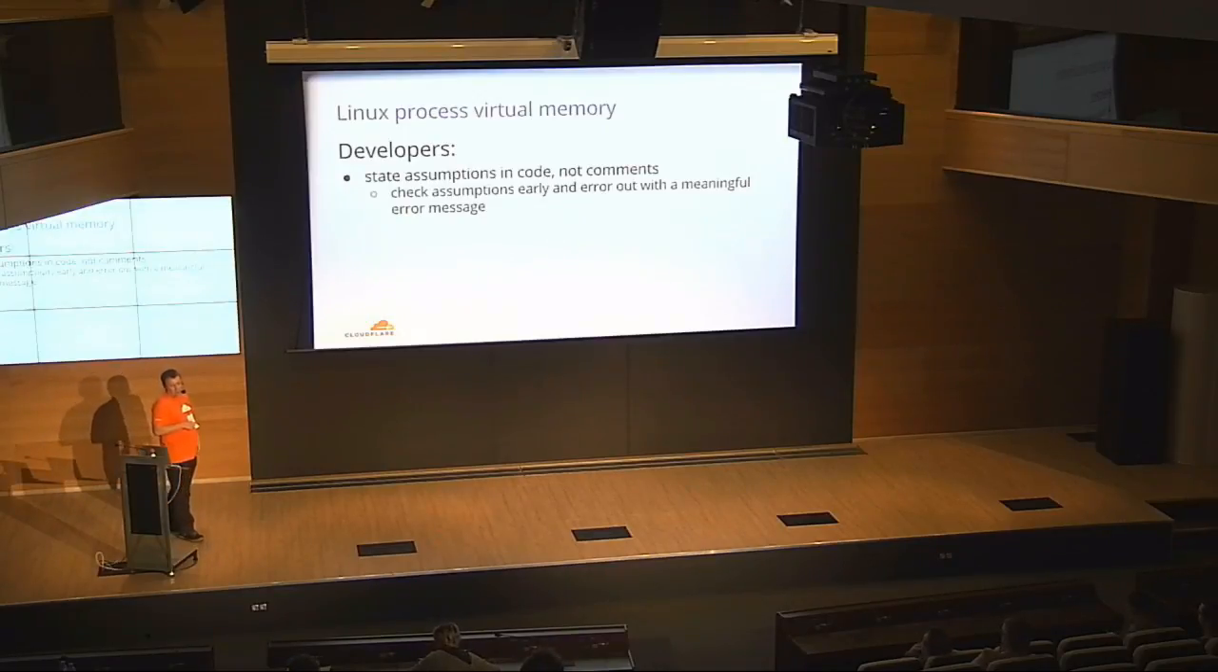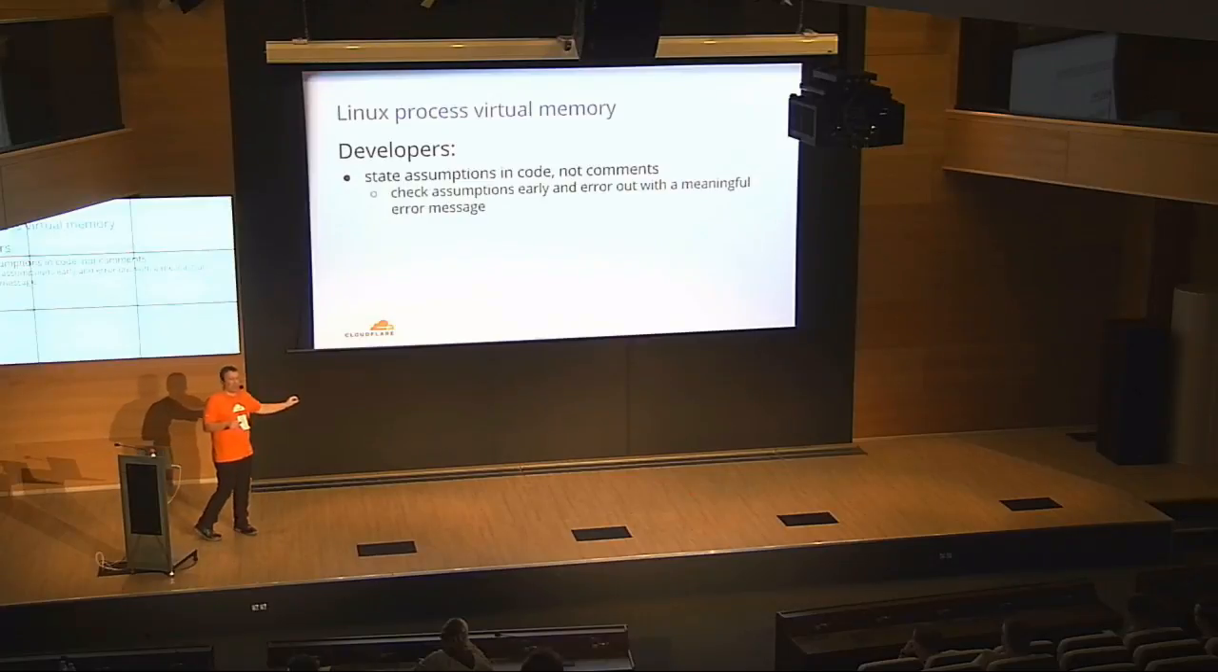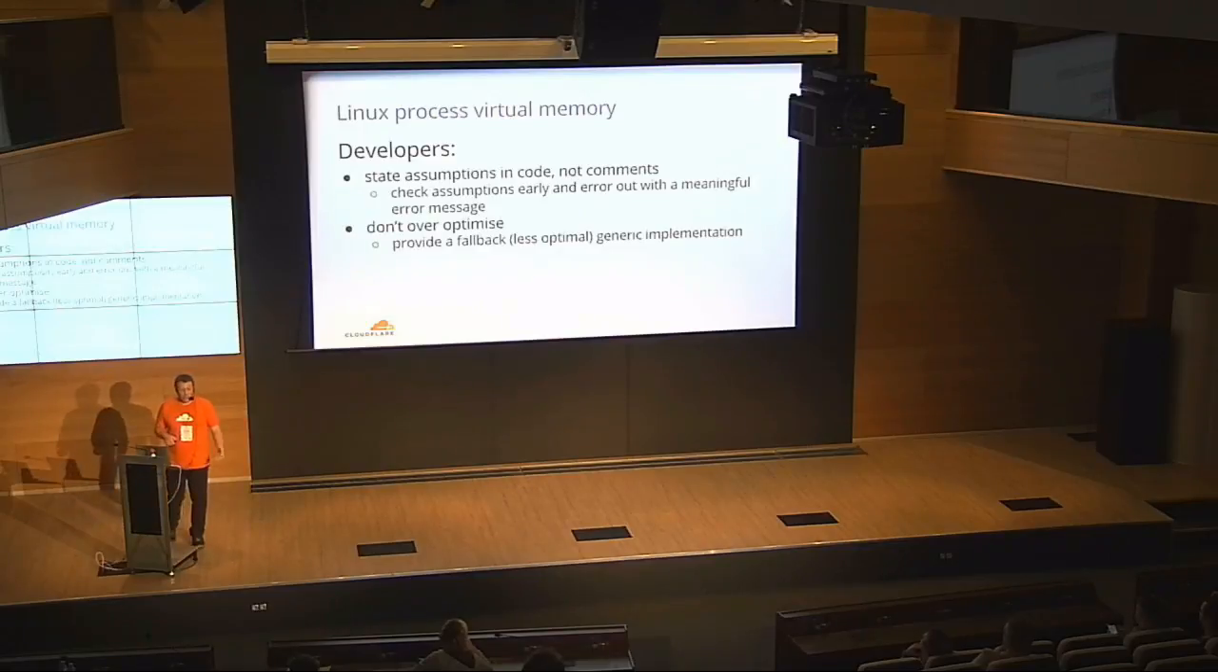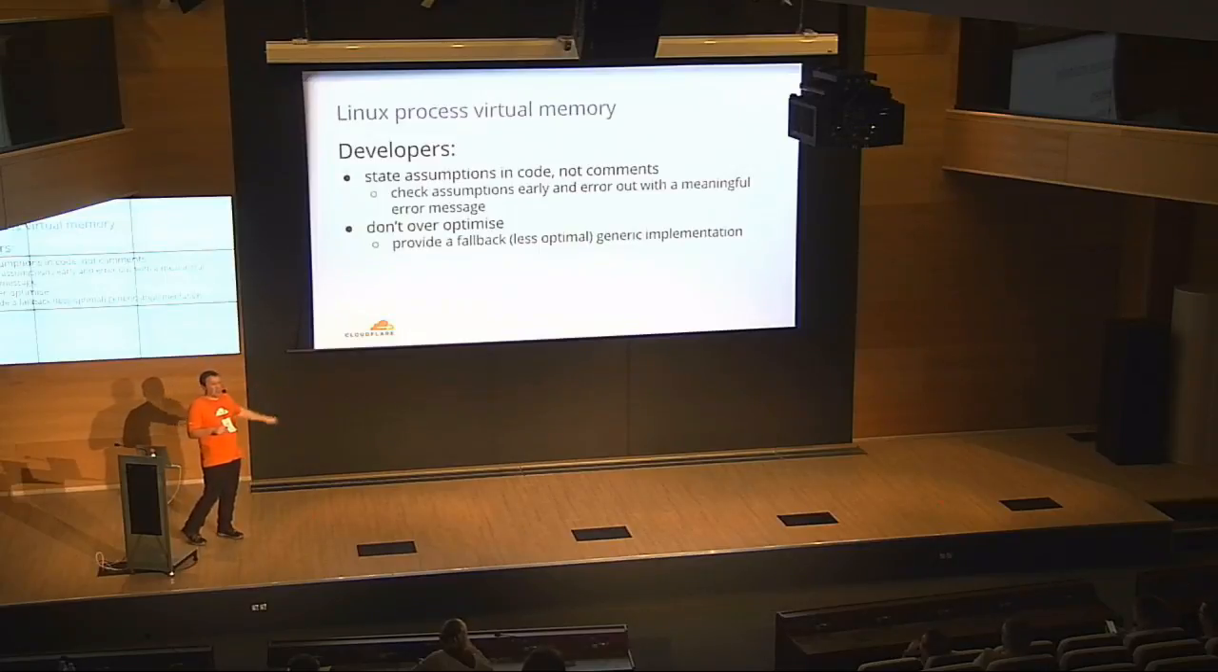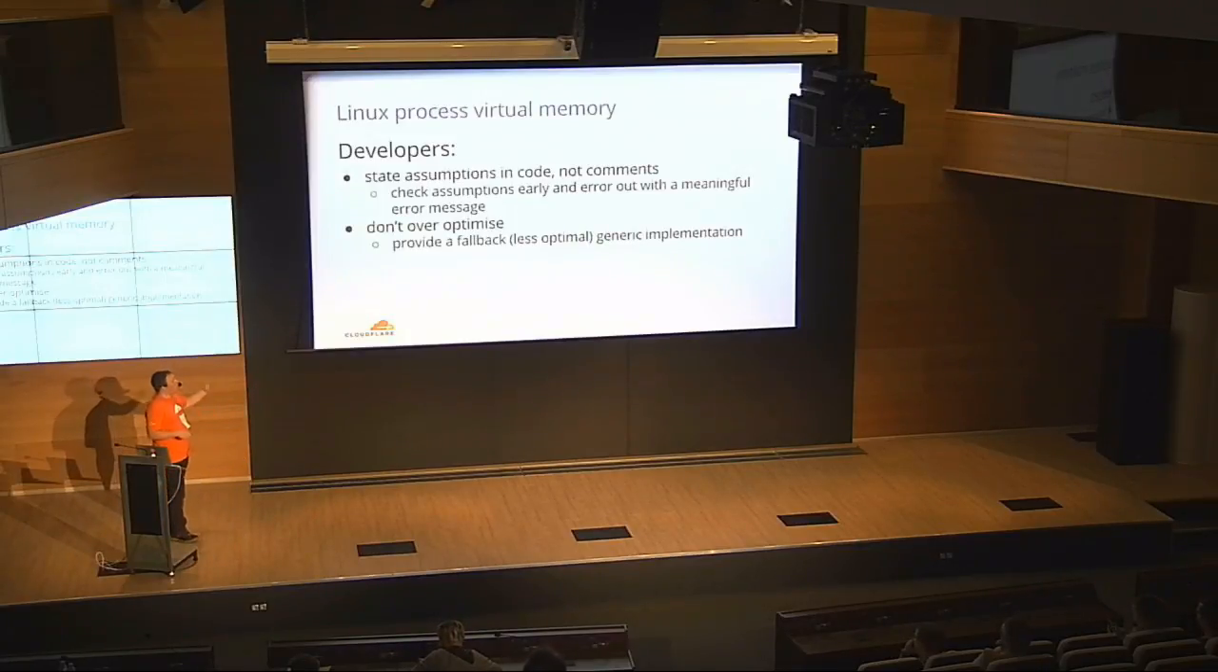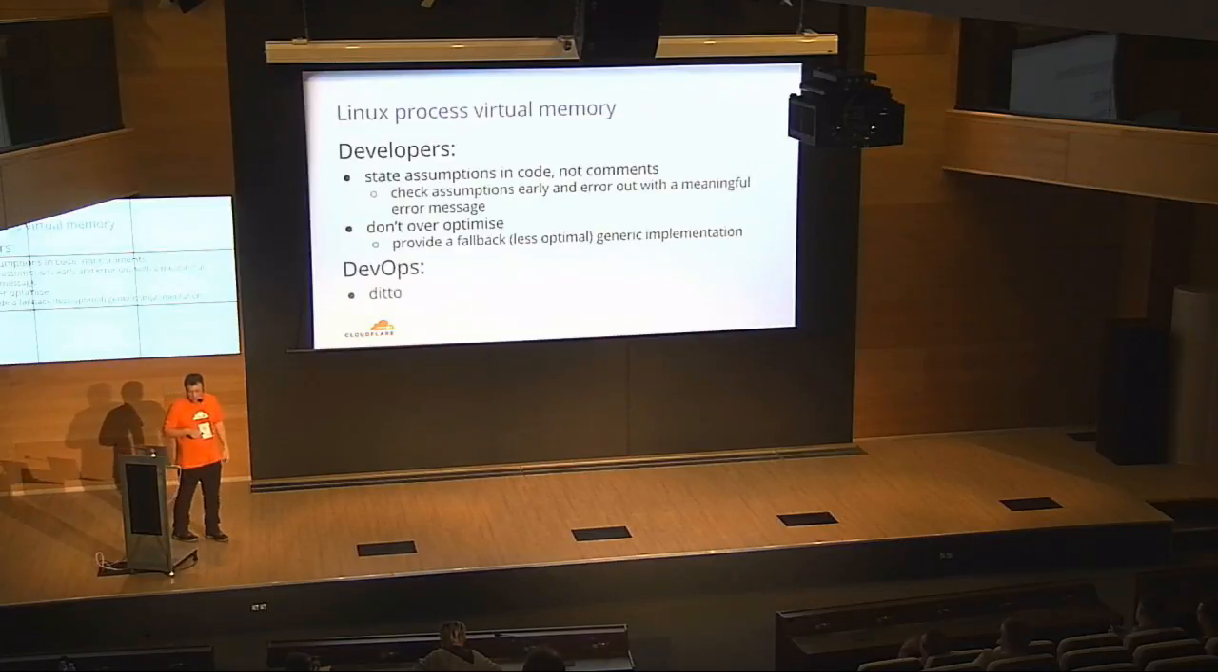The advice here: please, developers, state your assumptions in code, not in comments. If you assume your target platform has 47-bit address pointers, check it when you start your process and give a meaningful error message like, I cannot run because this assumption does not hold. Don't over-optimize. Storing metadata in C pointers is a very extreme optimization case. And if you do want to optimize, maybe you can provide a less optimal generic fallback implementation if your assumption does not hold. The same goes for DevOps, actually. There is no big difference here.